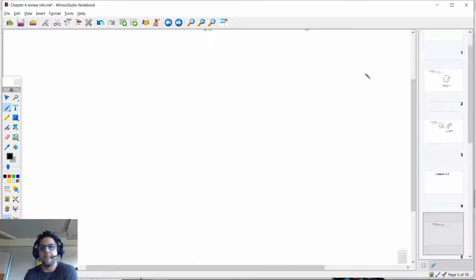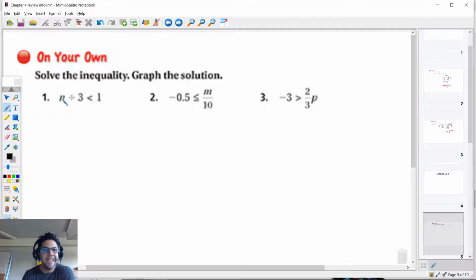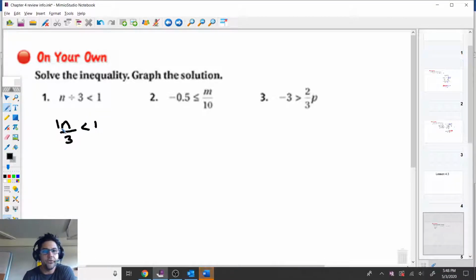All right, so let's see here. Number 1, I'm going to rewrite my problem. N divided by 3 is less than 1. If it helps you, put the 1 there as well. So 1n divided by 3. Again, I'm going to use my multiplication and multiply by the reciprocal. Reciprocal of 1 over 3 is 3 over 1 on both sides. So that's going to give me n is less than just 3.